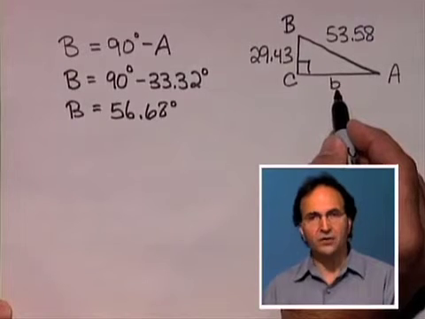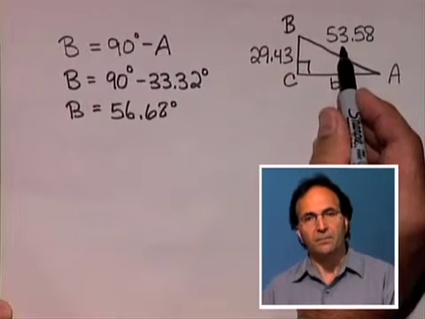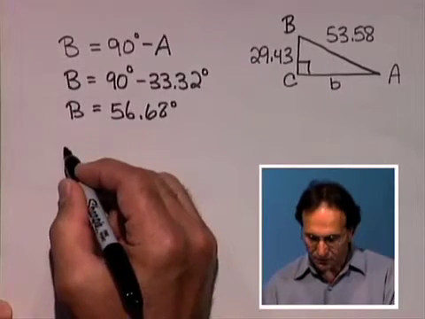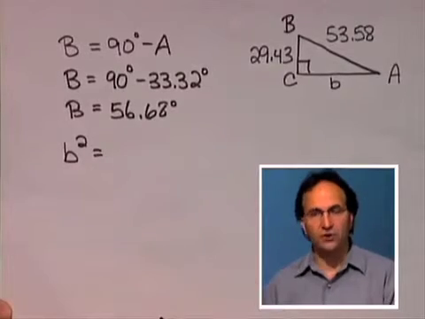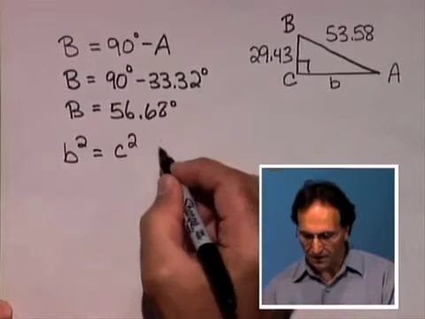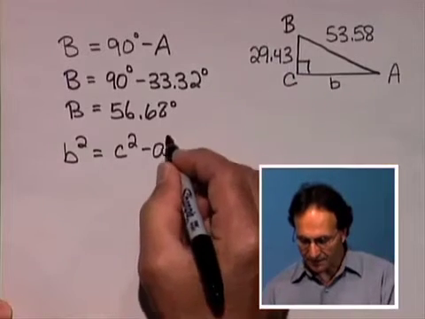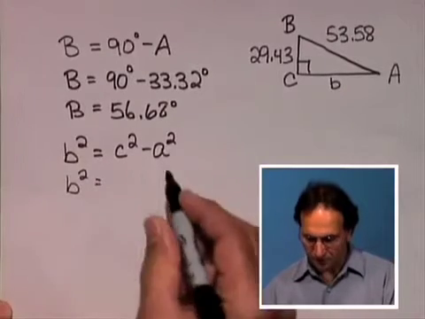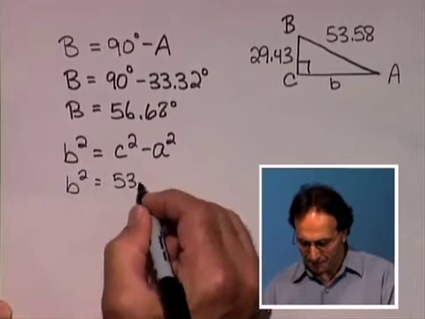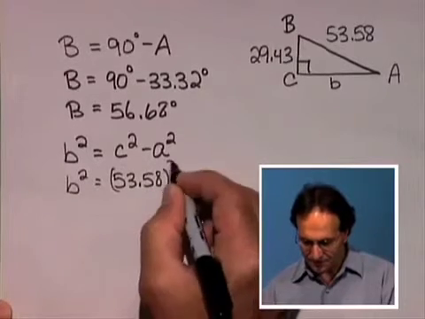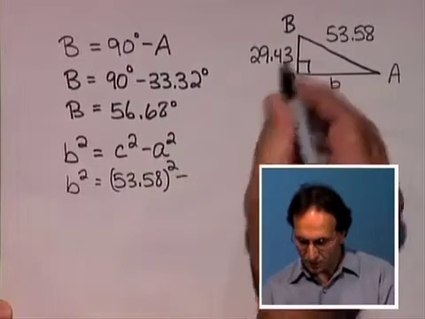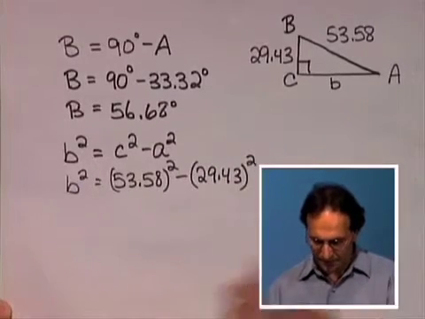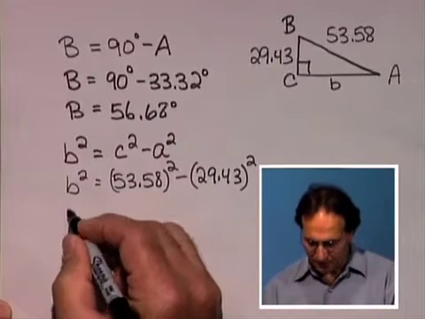Now, side B, we can use the Pythagorean theorem because we have the two other sides of this right triangle. So we know that B squared would be equal to C squared, the hypotenuse, minus A squared, the other leg, squared. And so B squared would be equal to 53.58 squared minus 29.43 squared. And we'll use a calculator to help us do this.